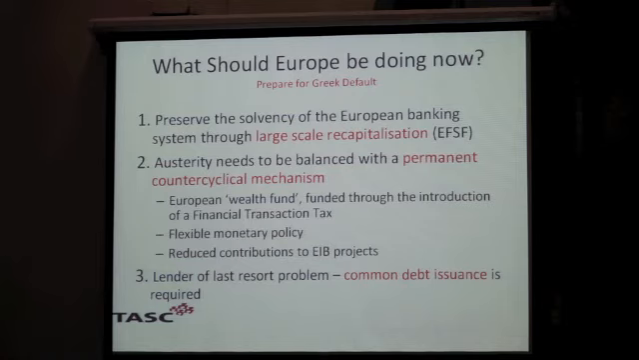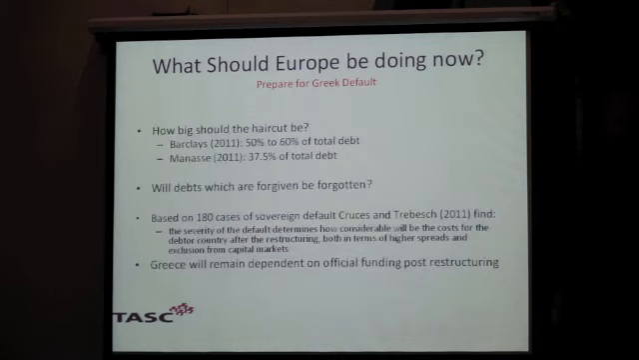Of course, austerity within Greece will need to be balanced with a permanent counter-cyclical mechanism, a European wealth fund in the long term funded through the implication of a financial transaction tax, more flexible monetary policy to reflect the requirements of growth rather than just price stability, and indeed reduced contributions to EIB projects from the individual member state. There also has to be a dealing with the lender of last resort problem, and Stuart has dealt with that issue through the idea of common debt issuance.